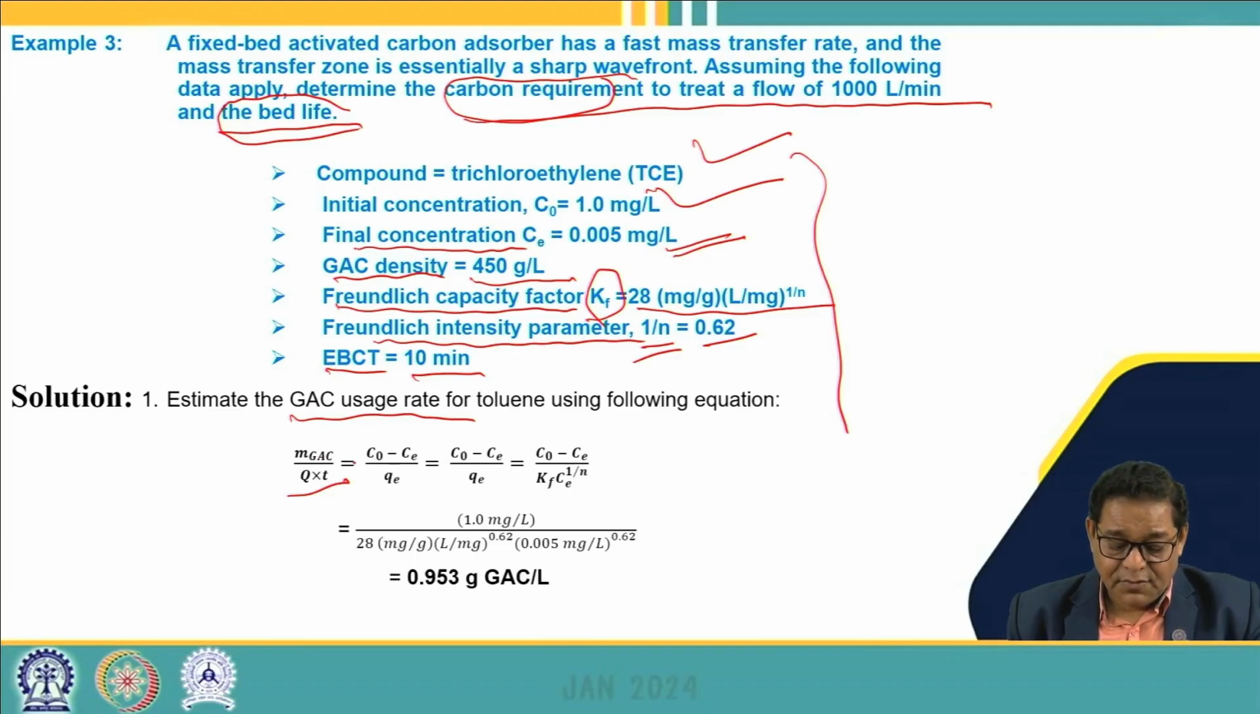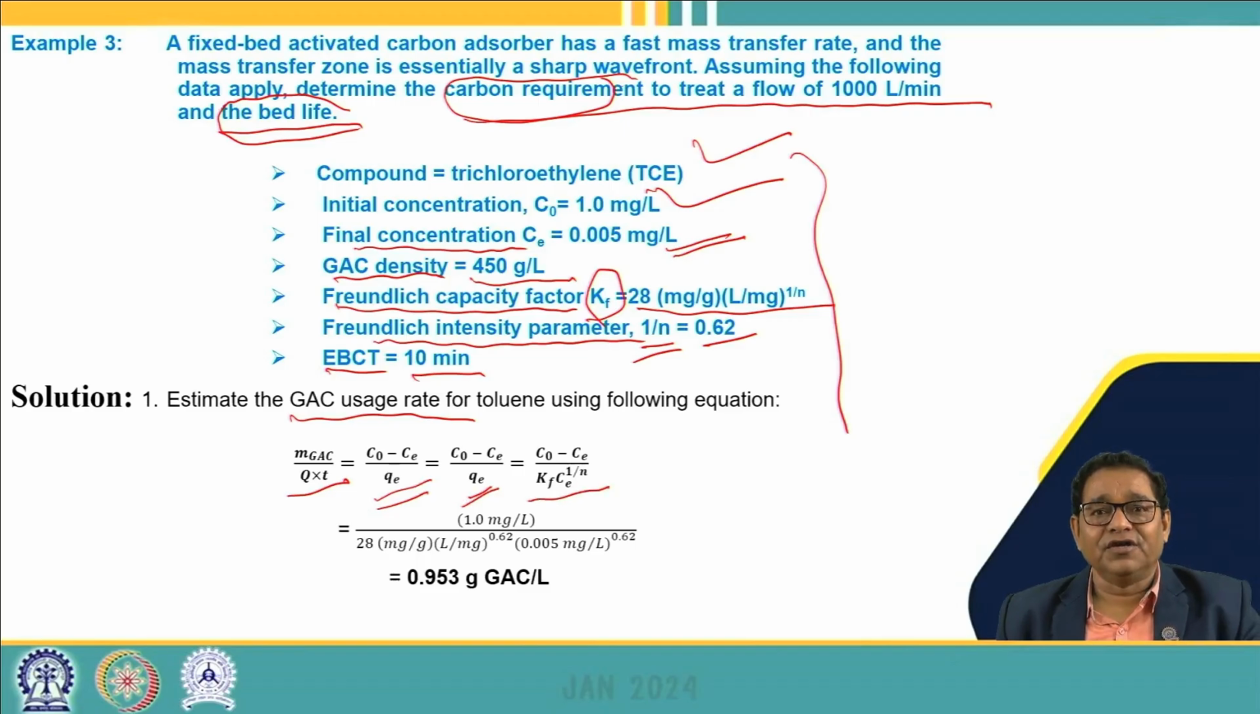So this will be equal to CO minus CE divided by QE. And again, QE we write equal to Kf into CE raised to the power 1 by n, because it follows the Freundlich isotherm. So we can write it as QE equal to Kf CE raised to the power 1 by n. And now if we put the value of CO minus CE, that is 1 milligram. The equilibrium concentration is very less, so we can neglect this concentration. So CO minus CE will be equal to CO, that is 1 milligram per liter.